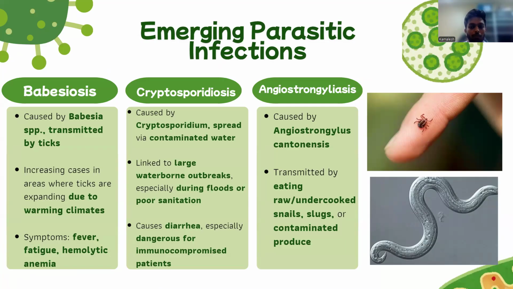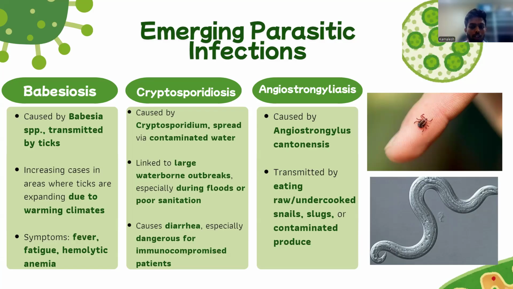And next up is cryptosporidiosis, which is caused by Cryptosporidium and spread through contaminated water. It's often linked to large waterborne outbreaks, especially after floods or when sanitation is poor. It mainly causes diarrhea and is especially dangerous for immunocompromised individuals.